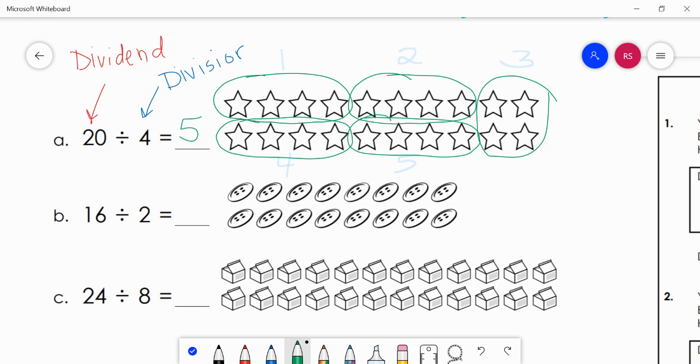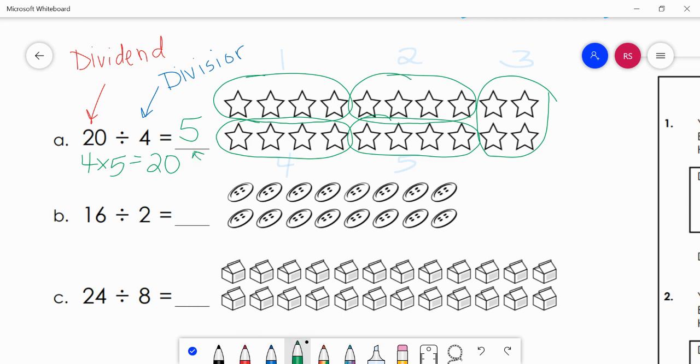Now you might be saying to yourself, oh, I remember when we learned our multiplication facts, I know that 4 times 5 equals 20, or 5 times 4 equals 20, because with our multiplication facts, we can switch those numbers around. So 5 times 4 or 4 times 5 is equal to 20. So we know that multiplication is related to division. If we know our multiplication facts, we automatically know our division facts. So 20 divided by 4 equals 5. 5 is the answer to this division problem.